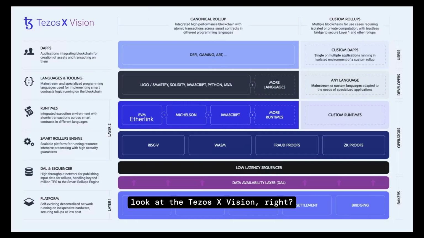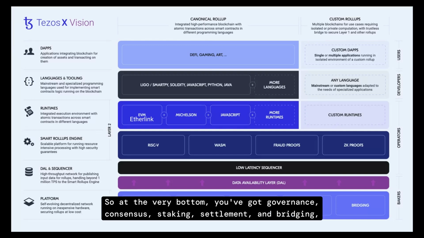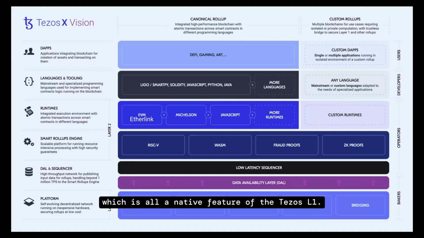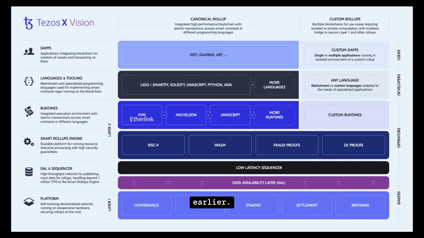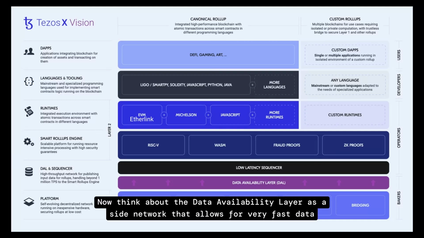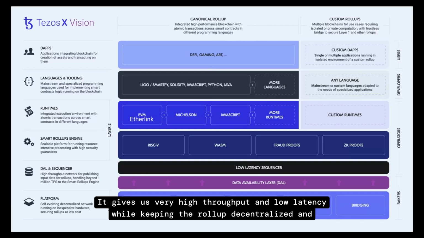Now let's actually look at the Tezos X vision, right? So let's break it down a little bit more. At the very bottom, you've got governance, consensus, staking, settlement, and bridging, which is all a native feature of the Tezos L1. And on top of that, we have the data availability layer, which we spoke about earlier. Now, think about the data availability layer as a side network that allows for very fast data storage and retrieval. It gives us very high throughput and low latency while keeping the rollup decentralized and honest.